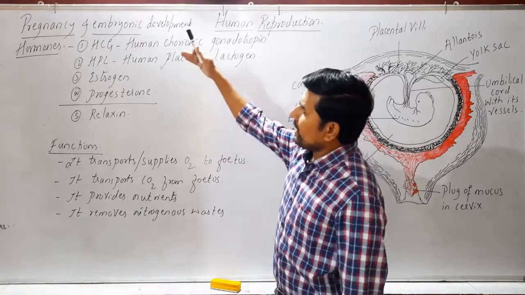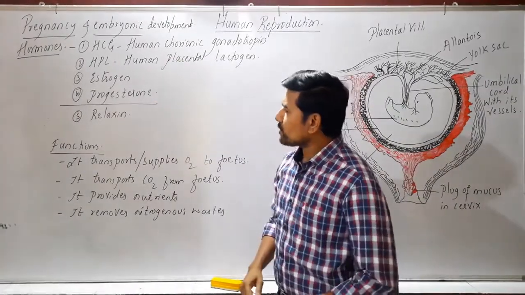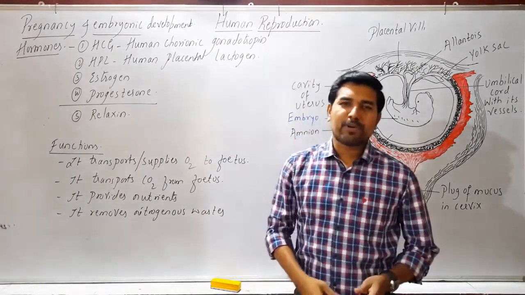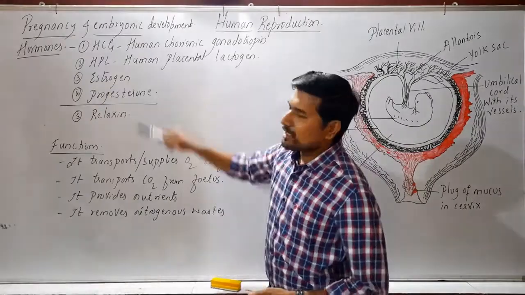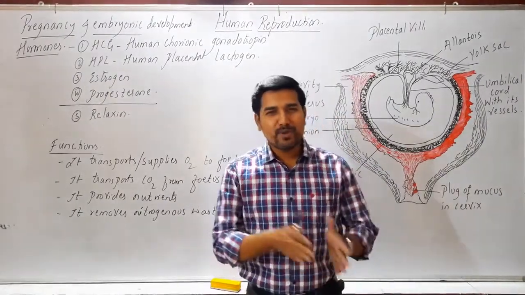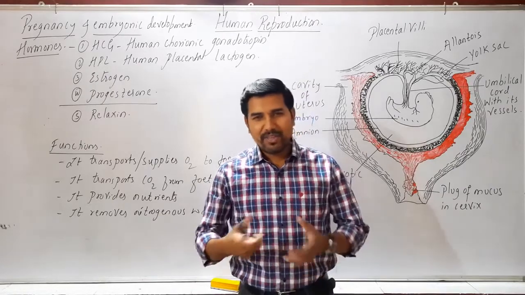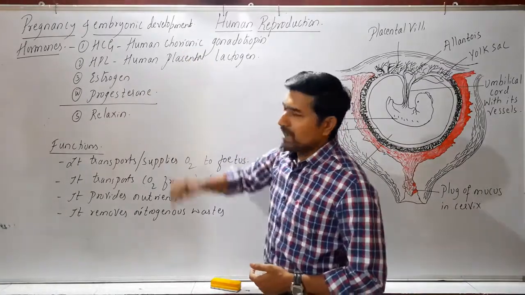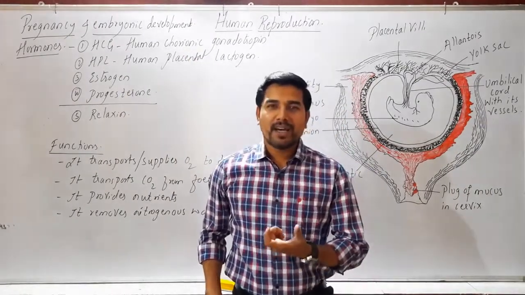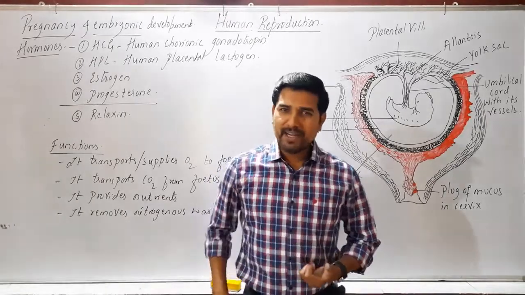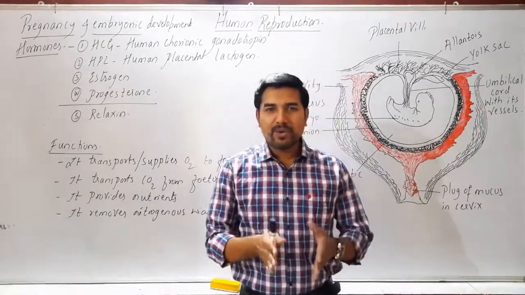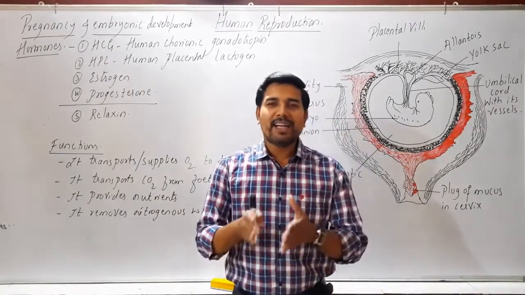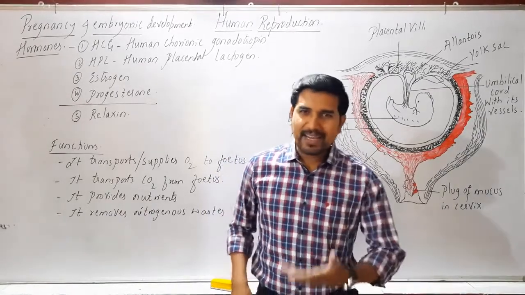Now look at this part. HCG, HPL, estrogen, progesterone, and relaxin are all hormones produced by the placenta. HCG and HPL are the major hormones produced during the embryonic stage, when the baby is growing in the womb of the mother during the pregnancy period. HCG and HPL form the confirmative test for pregnancy. In the human female urine, if HCG and HPL are found, then it indicates that the female is pregnant, as shown in the kit.